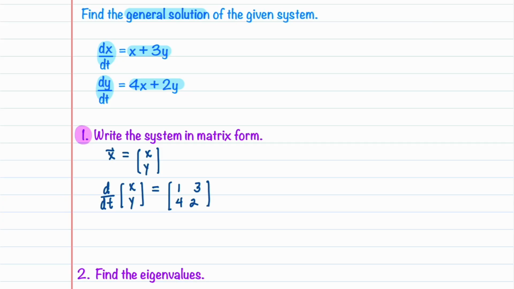Let me go up here and show you where that comes from. There's the 1, we have the 3, the 4, and the 2, and then we multiply this by x, y. This gives us the linear system: the derivative of vector x with respect to time is equal to what we call a matrix A times vector x. And we'll write down that matrix A is equal to 1, 3, 4, and 2.